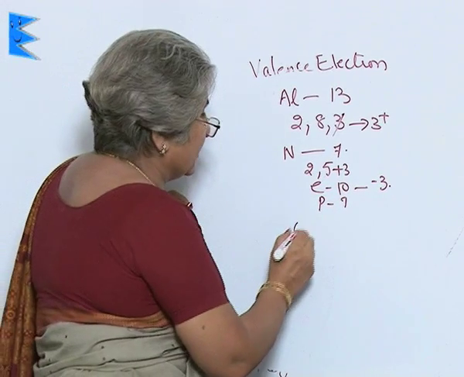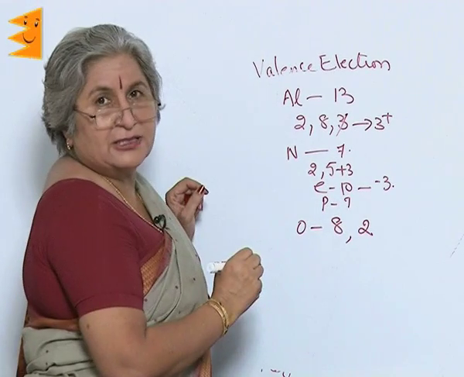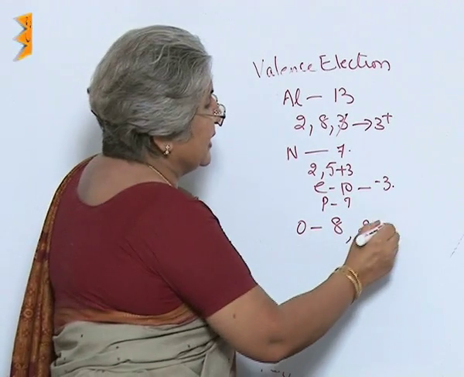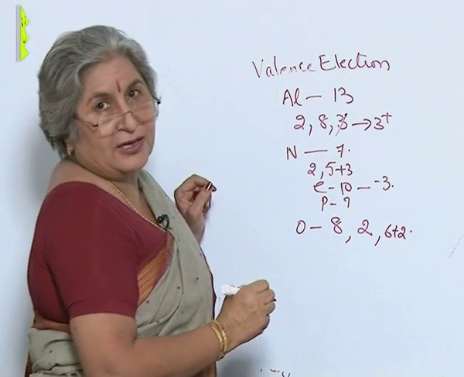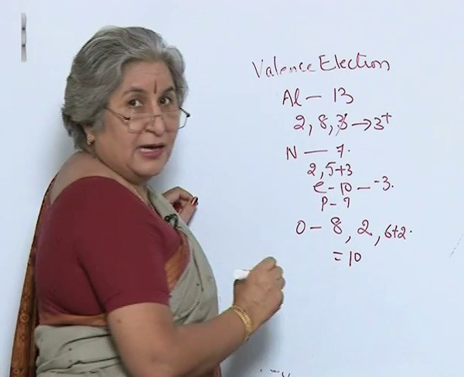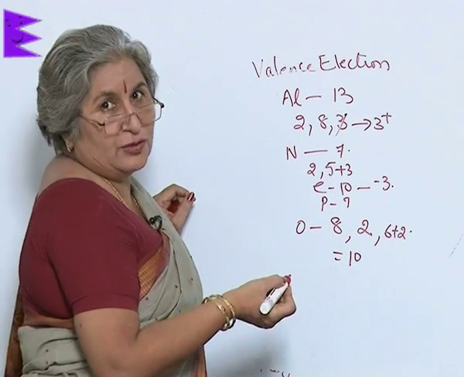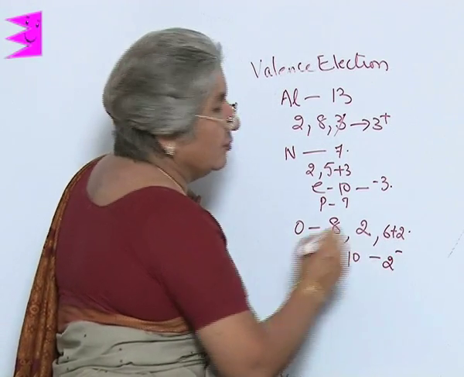In case of oxygen, it is 8, that is, in the first shell 2 electrons, in the second 6. So, which means it can add or gain 2 more electrons. So, it will become 10 electrons, 8 protons are already there. So, it is minus 2.